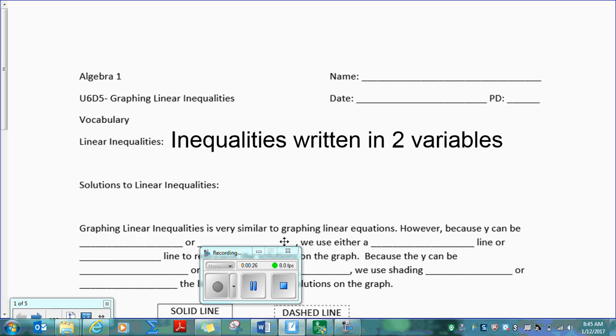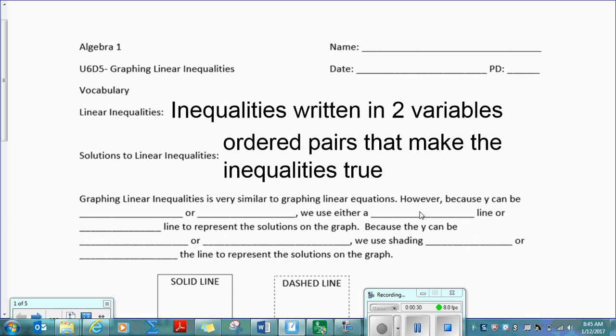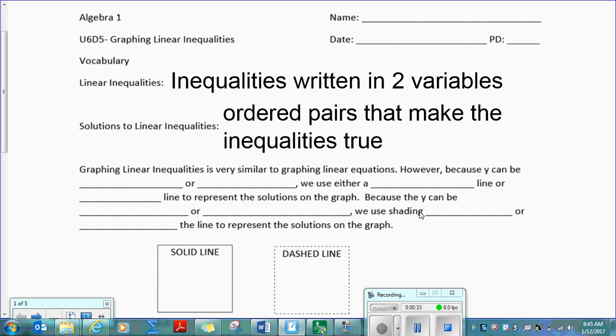Solutions to linear inequalities are going to be ordered pairs that make the inequality true. So you're just looking for an x and y that would work and make the whole thing true. That's all we're looking for. And the best way to find an x and y is to use an ordered pair.